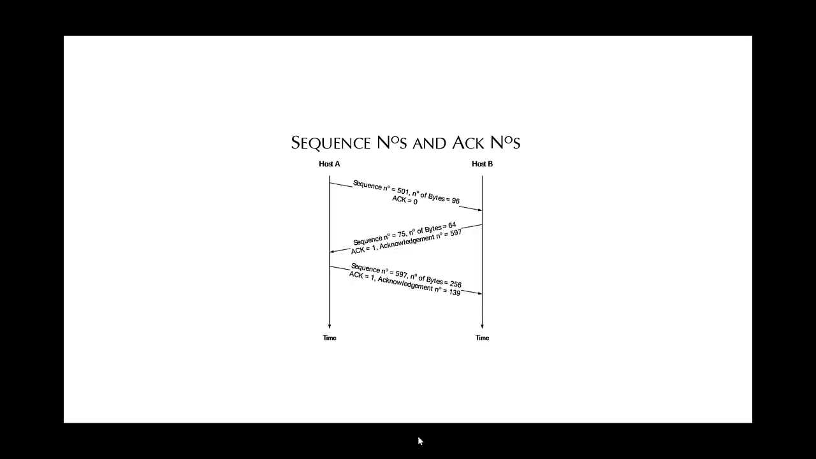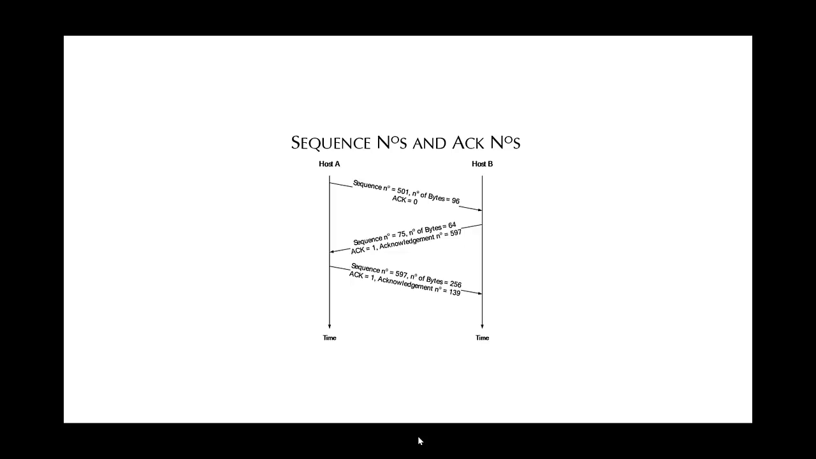Host B sends a segment with a sequence number of 75, carrying 64 bytes of data. This segment also carries an acknowledgement number for the segment just received from host A. Its ACK flag is set to 1 and the acknowledgement number is set to 501 plus 96, which is 597, the next sequence number that host B expects to receive from host A.